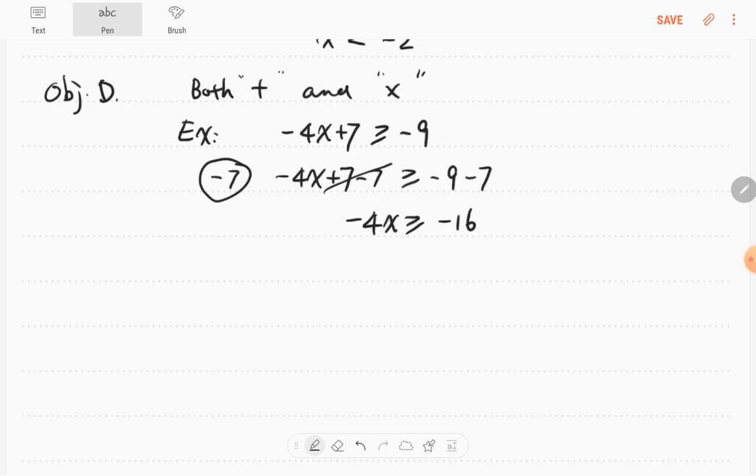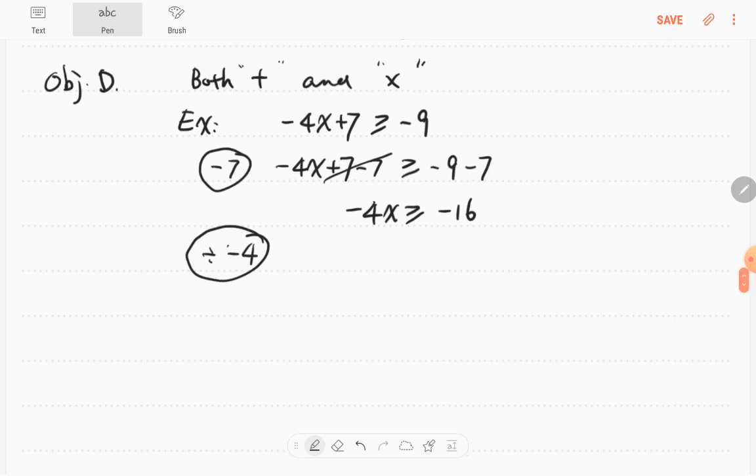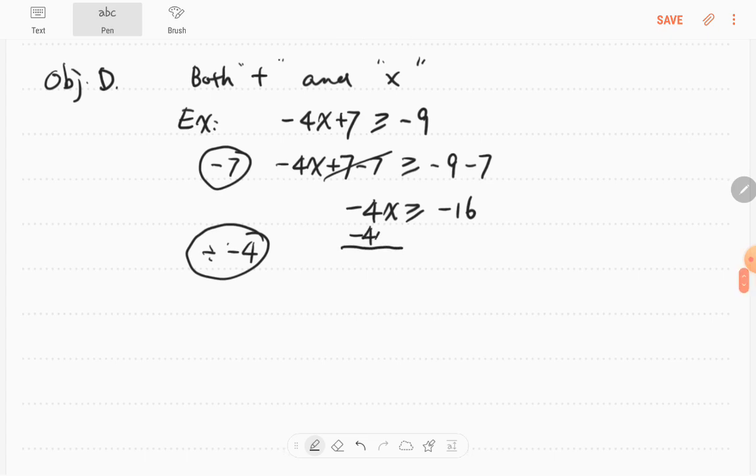Right? It's negative 4. So both sides divided by the negative 4. We should be very careful because negative 4 is a negative number and we're going to divide by it. So it's the multiplication rule. We should be very careful about the inequality sign.